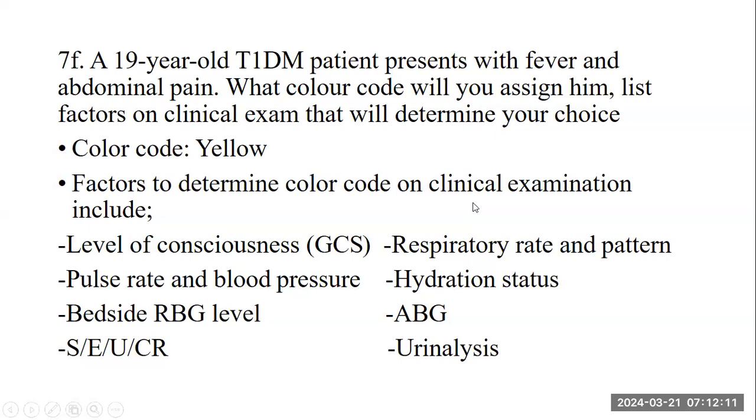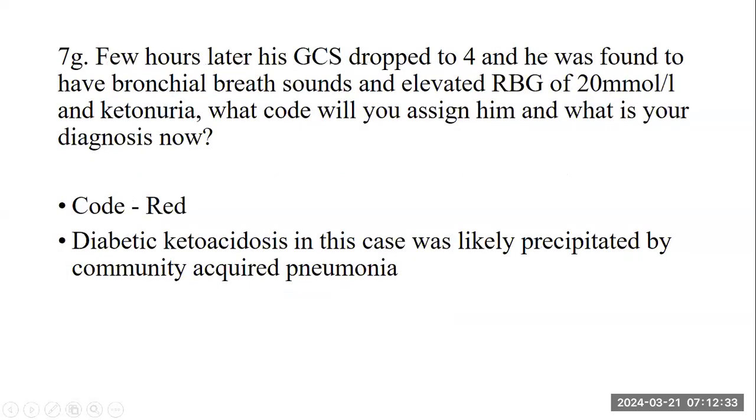Then the factors to determine this color code on clinical examination include the level of consciousness, pulse rate and blood pressure, bedside random blood glucose level, the serum urea and creatinine, respiratory rates and their pattern, hydration state, the arterial blood gas, urinalysis. Next slide.